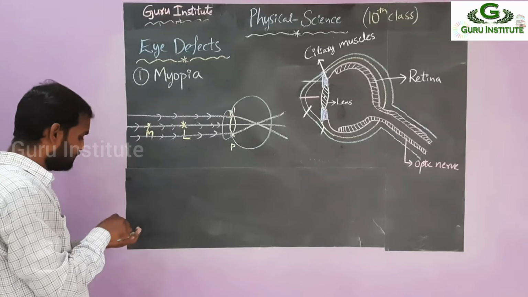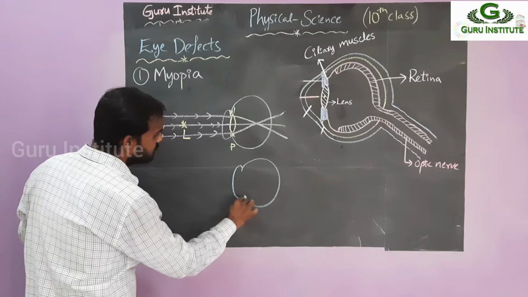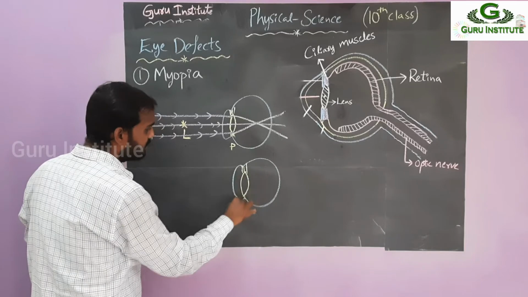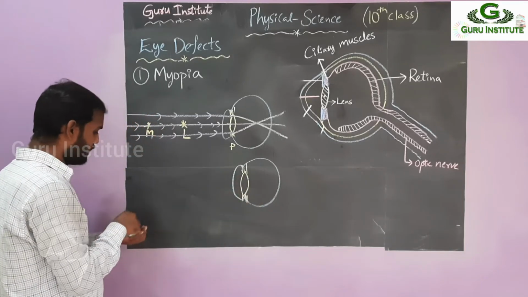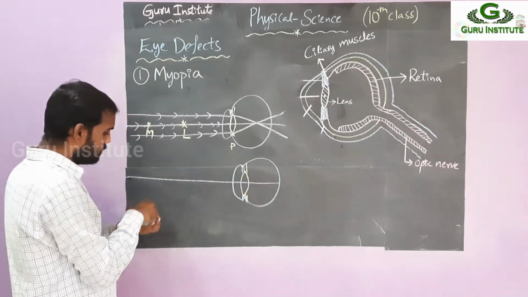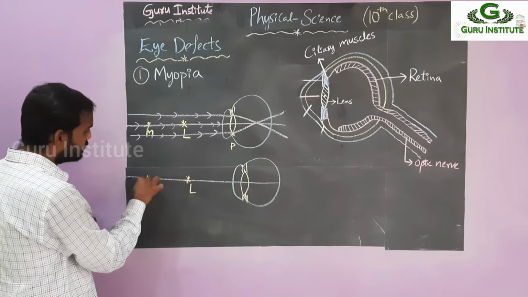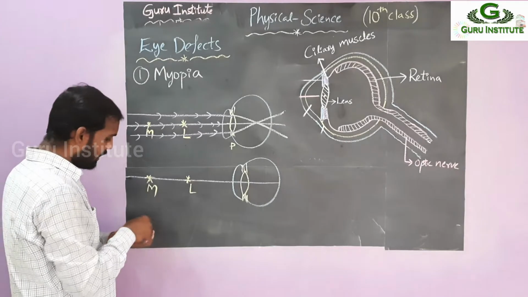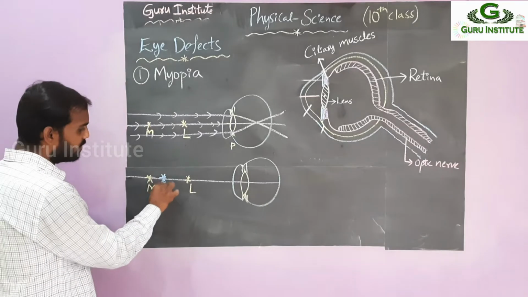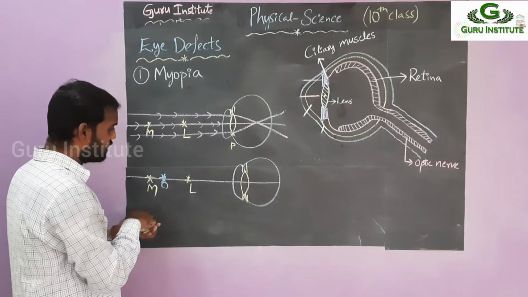Now the second structure, the same. Again the lens and muscles. From the pupil, you take the principal axis. At the bottom is the same point L and the same point M. Now I assume an object in between M and L. Suppose some object is here. I am taking a point object here. Then what will happen? The rays are moving like this.